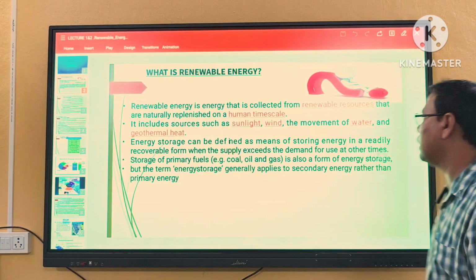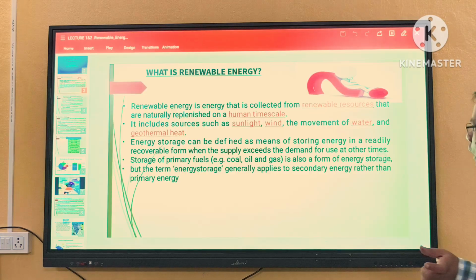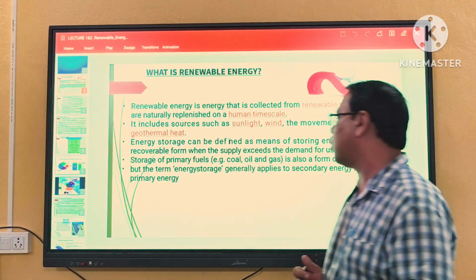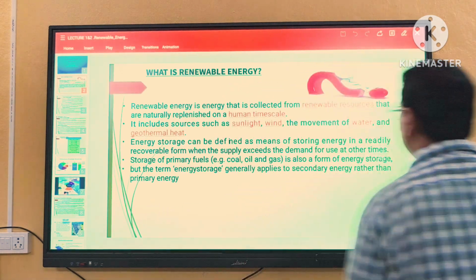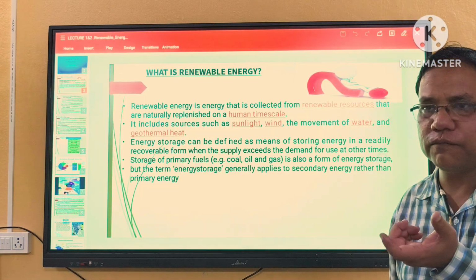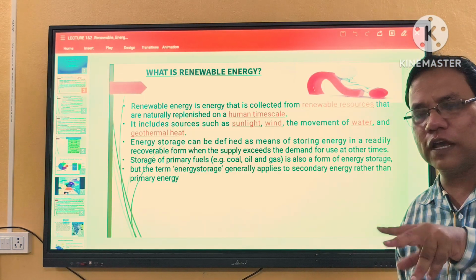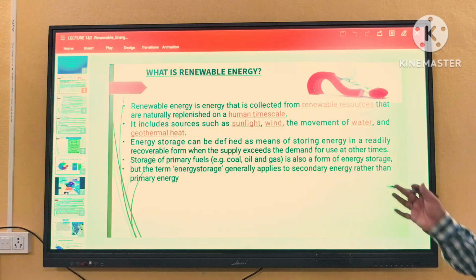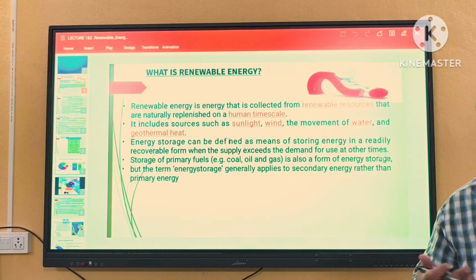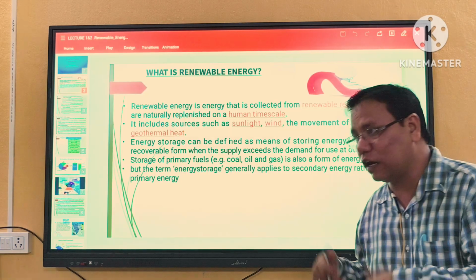And we know that energy storage can be defined as the means of storing energy in a readily recoverable form when the supply exceeds demand, for use at other times. What is energy storage? Energy storage is of two types. One is stored energy that is ready to use where our requirement is.